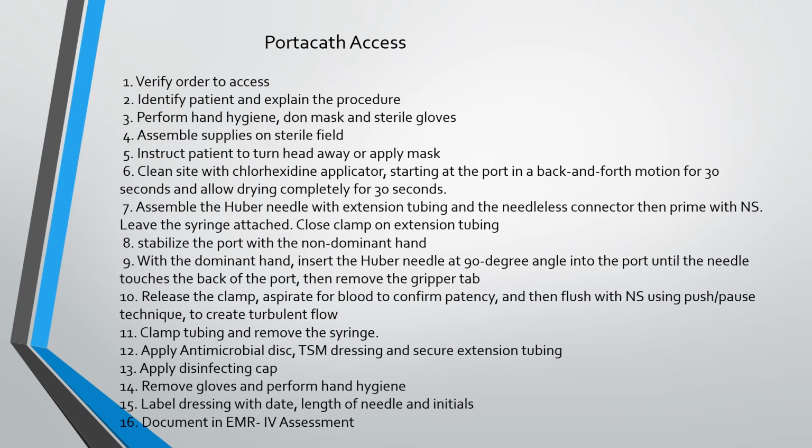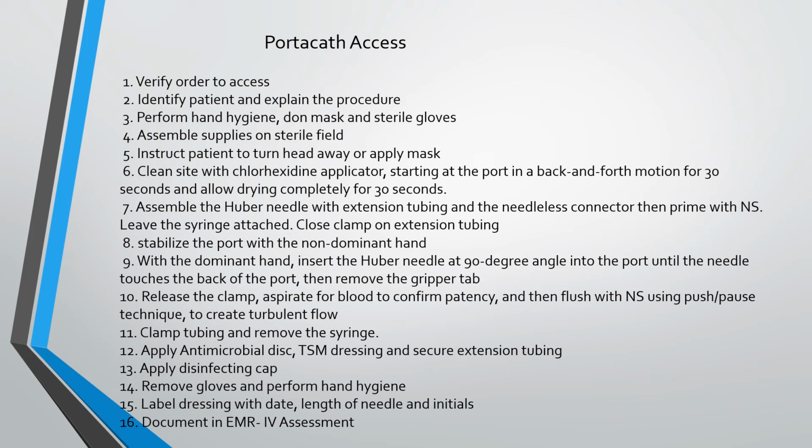Assemble the Huber needle with extension tubing and the needleless connector and prime with normal saline. Leave the syringe attached. Close the clamp on the extension tubing. With the non-dominant hand, stabilize the port. With the dominant hand, insert the Huber needle at a 90-degree angle into the port until the needle touches the back of the port. Then remove the gripper tab.